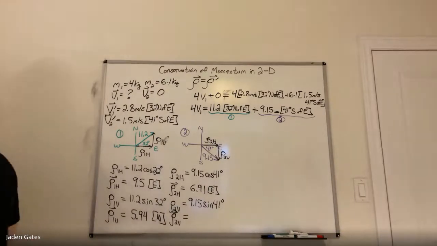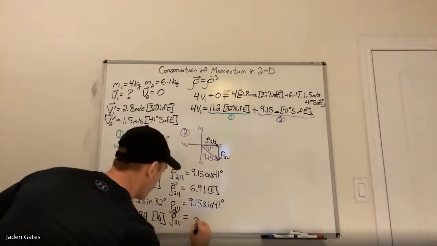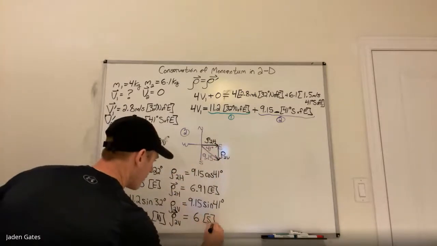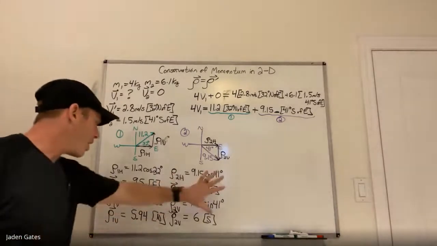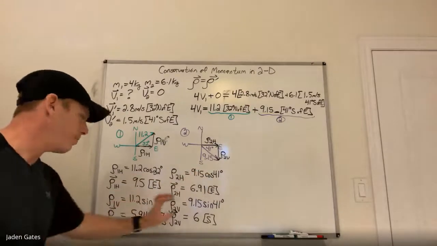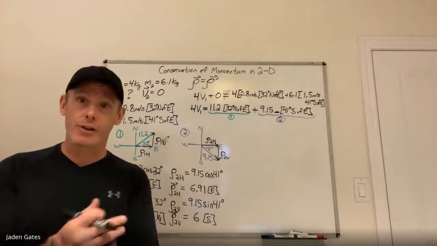Sine 41 times 9.15. And I get 6, right on. Okay, and again, the direction here, this one's moving south. All right, now I've got my horizontal components and the vertical components. So now I can combine them so that I can add these vectors together.